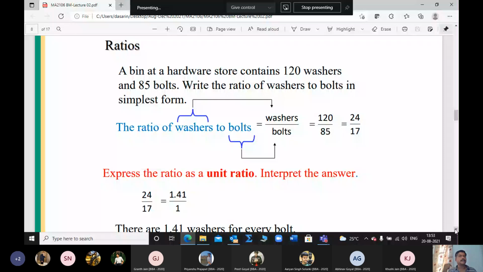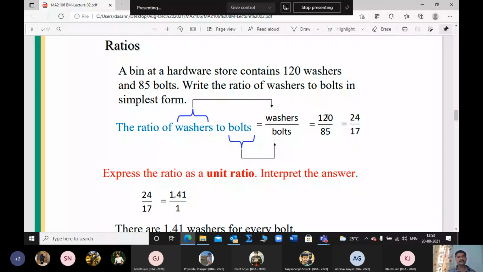I want to find the ratio of the washers to the bolts. The bolts count I have written in the denominator. You see here, 85 I put there in the denominator. How many washers were there? 120 were there. So whenever you are finding the ratio of washers to bolts, I have to take the fraction washers divided by bolts. There are 120 washers and 85 bolts. The ratio of washers to bolts would become 120 divided by 85.